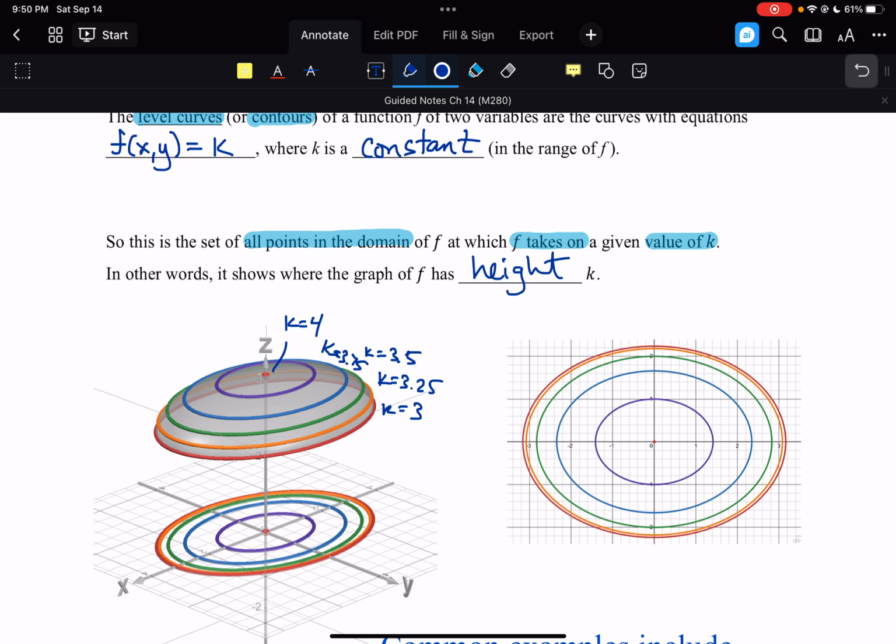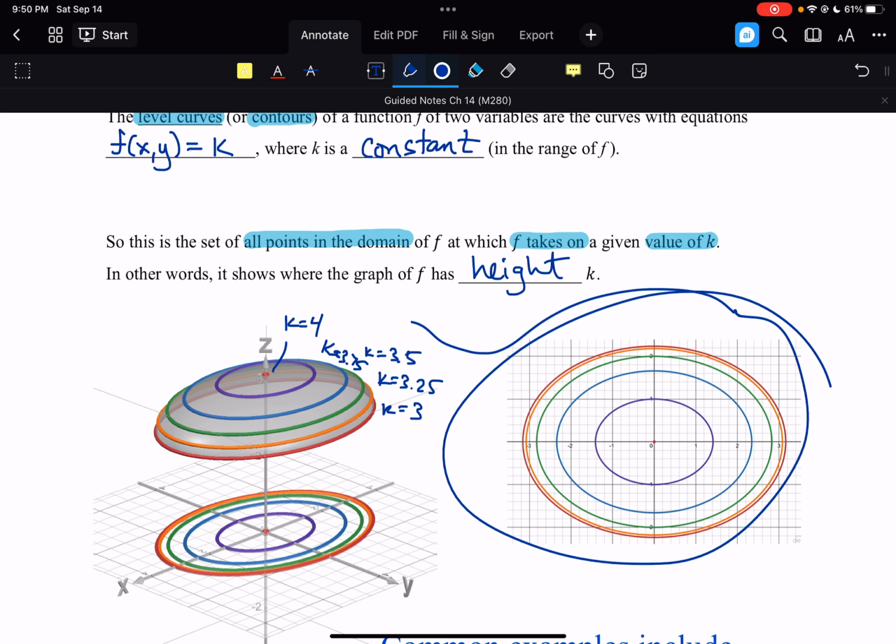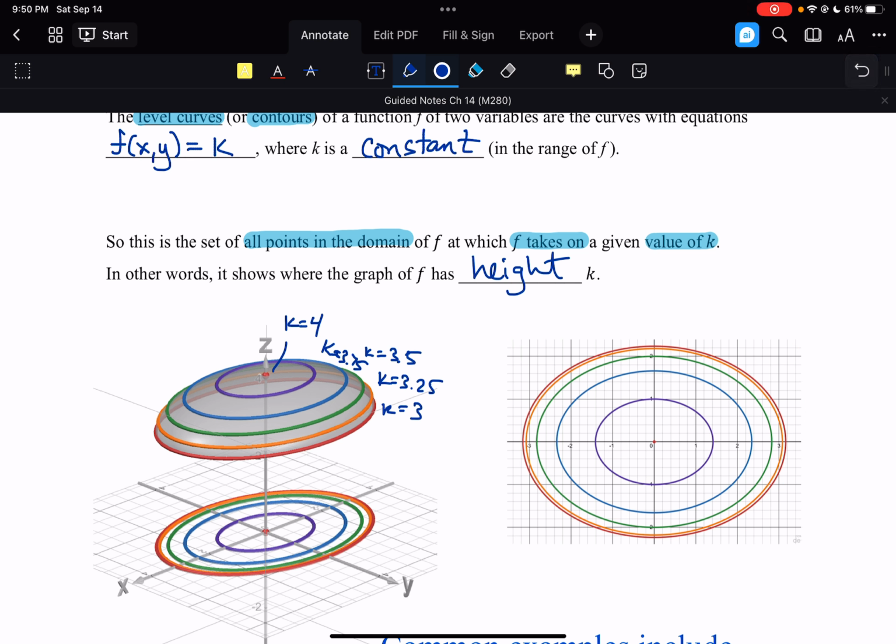And the idea is we don't want to have to always be graphing in 3D like this. We want to be able to use a contour map to understand what's happening in 3D without actually drawing it in 3D. Okay, so we want to be able to read one of these to get an idea of what's happening with one of those.